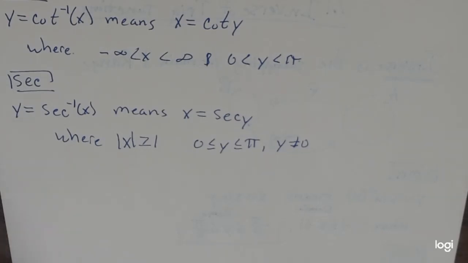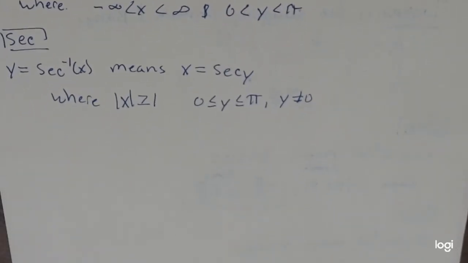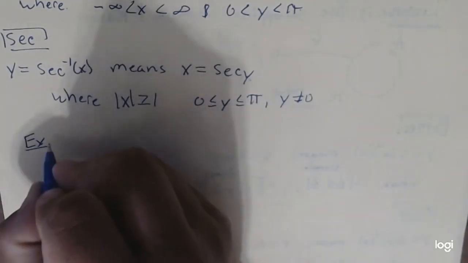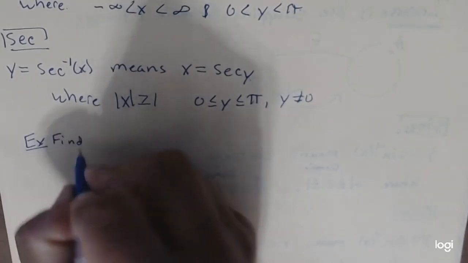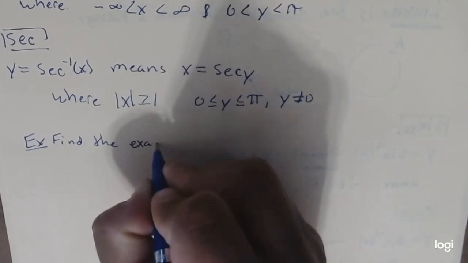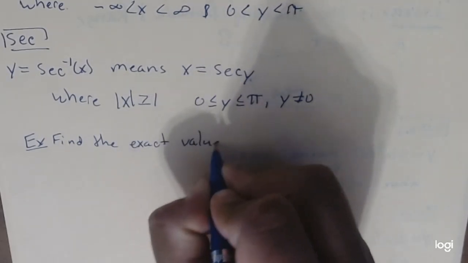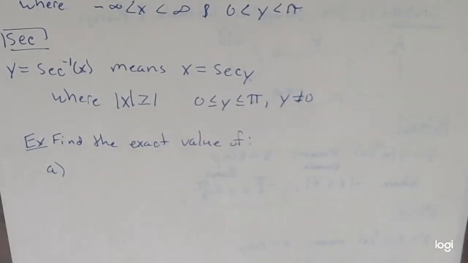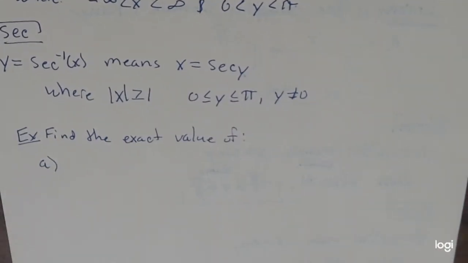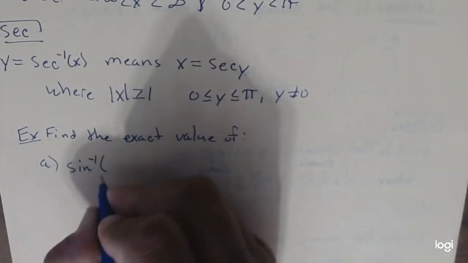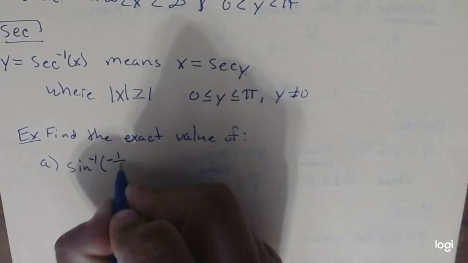So the next part of 7.1 is just using this type of stuff. What I mean by that is, what if we now want to evaluate a couple things? So let's find the exact value. And we'll do a couple so you can see what's going on here. Okay. So let's say we want to find the exact value of sine of sine inverse of, let's say, -1/2.